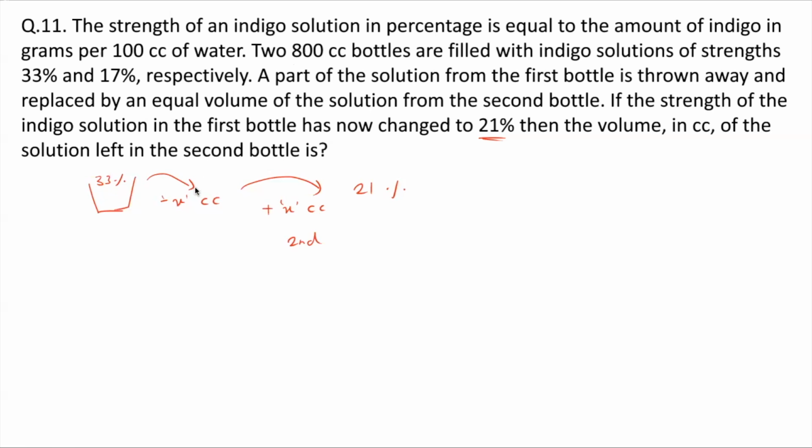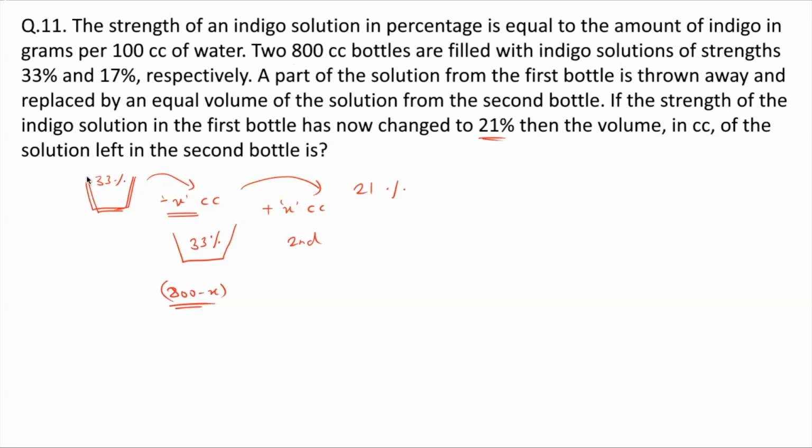Now, guys, one thing we need to understand here is that after removing x amount of the first solution, whatever solution is left will be 800 minus x. In that 800 minus x cubic centimeters, the percentage of indigo will remain the same. The percentage does not change here. This is one phenomenon we have studied already in dilution.